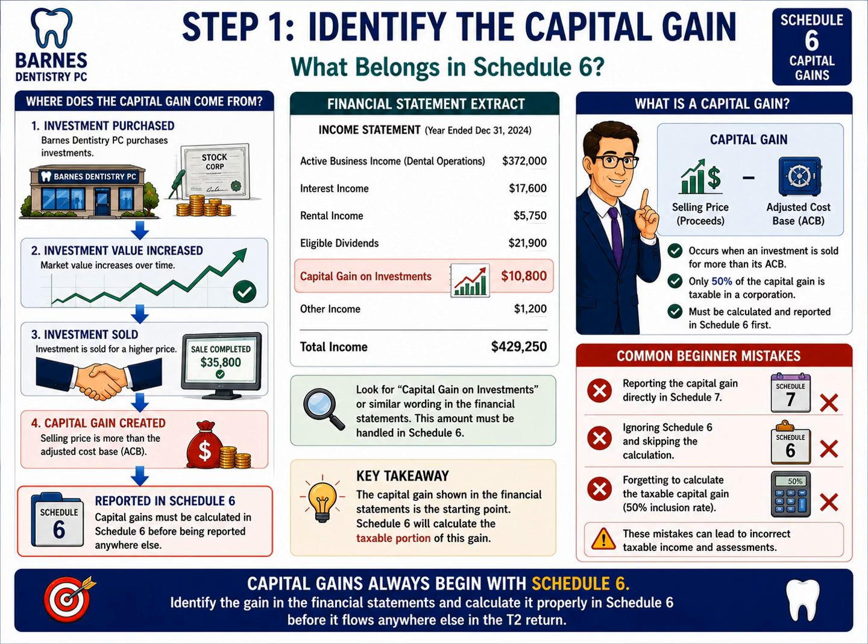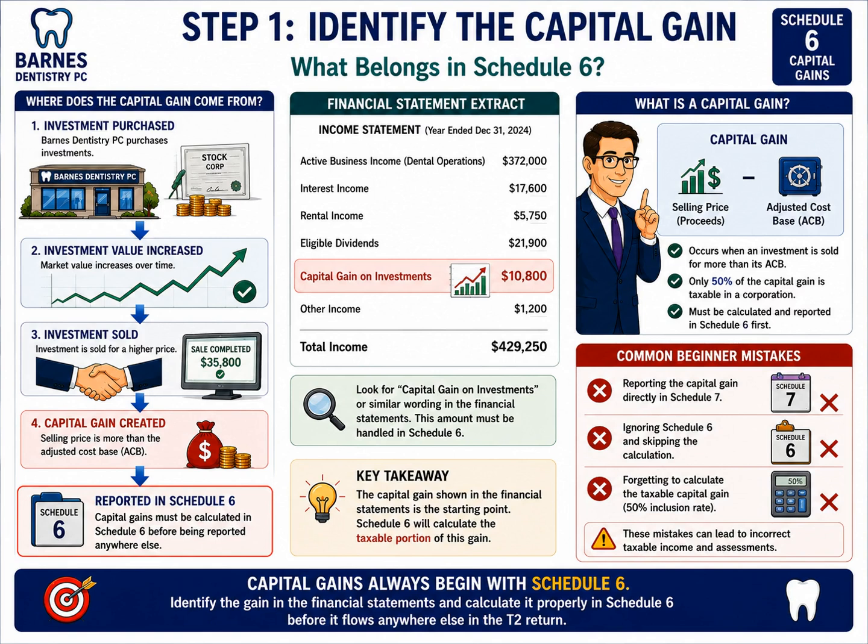Let's start with the investment lifecycle shown on the left side of the slide. The process begins when Barnes Dentistry purchases an investment. This could be shares, mutual funds, marketable securities, or another capital asset held by the corporation. Over time, the value of that investment increases. As the market value rises, the corporation develops an unrealized gain. At this point, no tax reporting is required because the investment has not yet been sold.